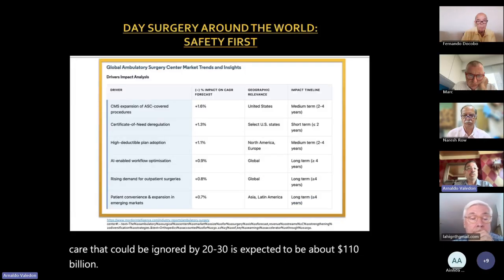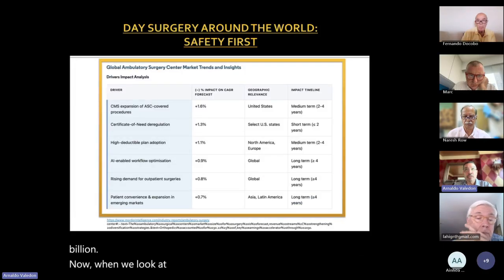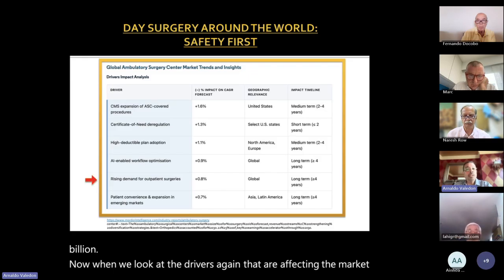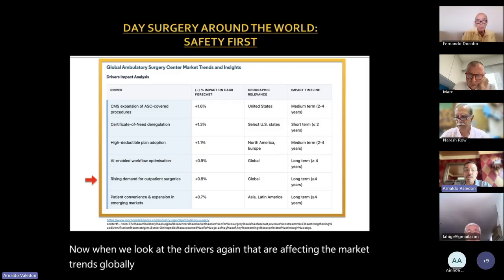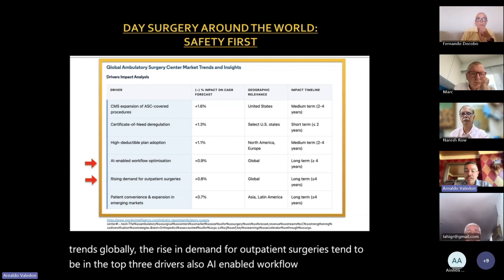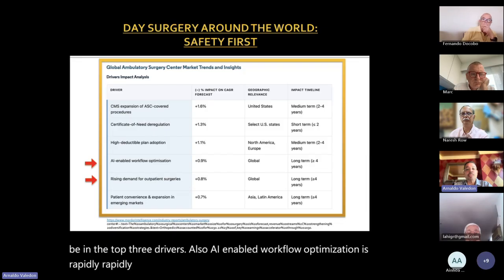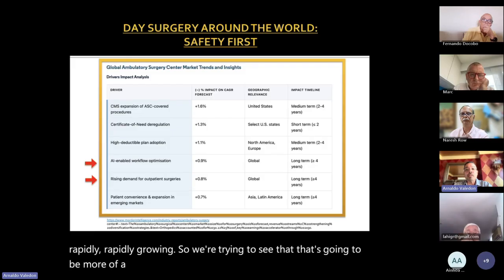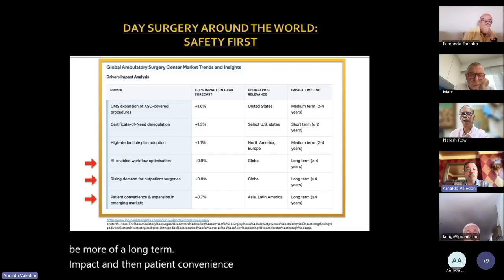Now, when we look at the drivers, again, that are affecting the market trends globally, the rise in demand for outpatient surgeries tends to be in the top three drivers. Also, AI-enabled workflow optimization is rapidly growing. So we're trying to see that. That's going to be more of a long-term impact. And then patient convenience and expansion in emerging markets.